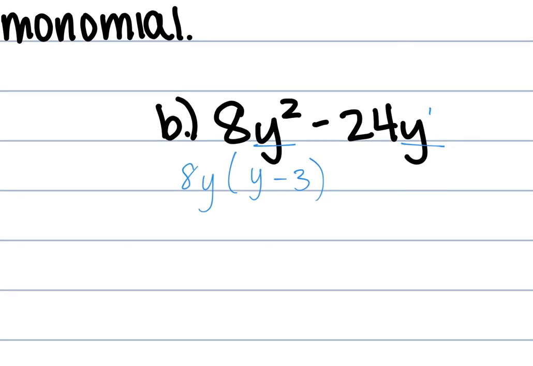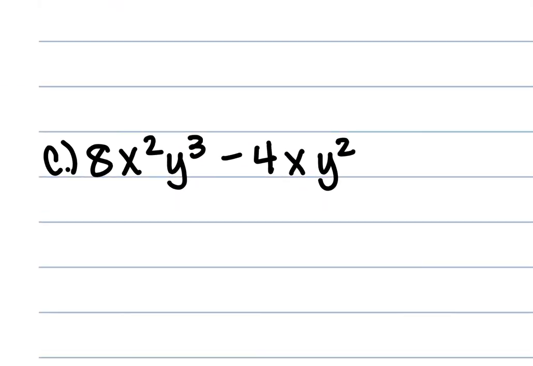All right, let's do another one. A harder one. Let's check it out. So we've got 8 and 4. Remember, start with the numbers, start simple. What's the greatest common factor between 8 and 4? 4. So pull out a 4. What's the greatest common factor between x squared and x? x. What's the greatest common factor between y cubed and y squared? Y squared.